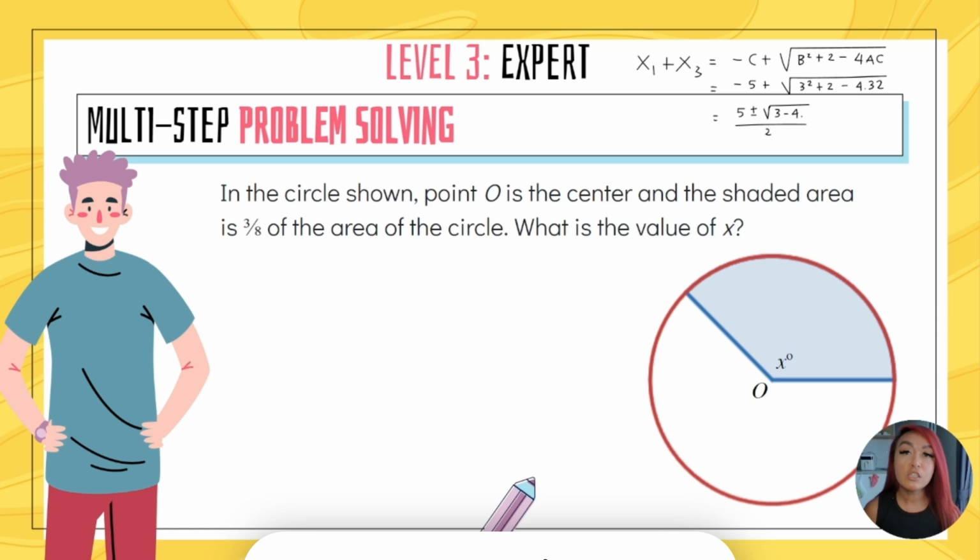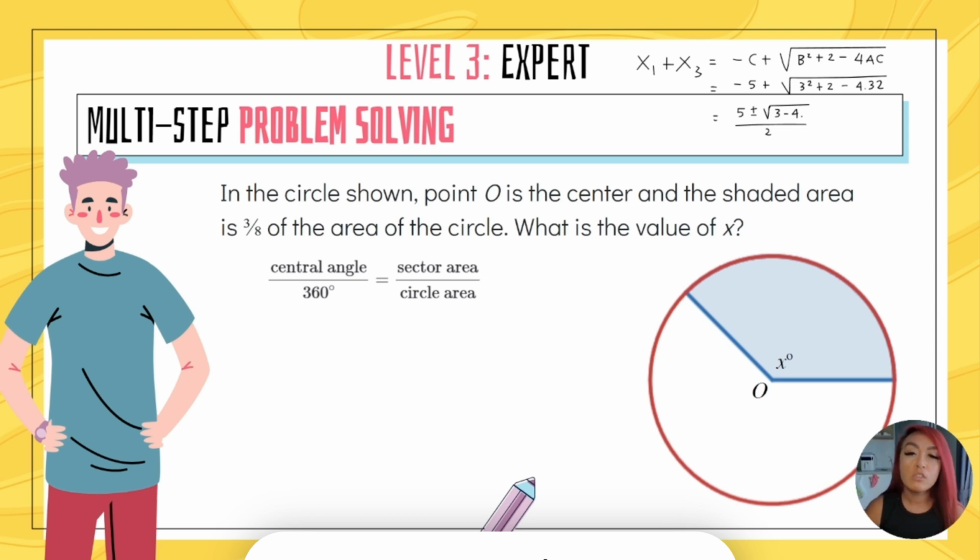In Level 3, let's look at a multi-step problem-solving question. In the circle shown, point O is the center, and the shaded area is 3/8 of the area of the circle. What is the value of x? So they want us to find this central angle, and they tell us that the shaded area is 3/8 of the area of the entire circle.